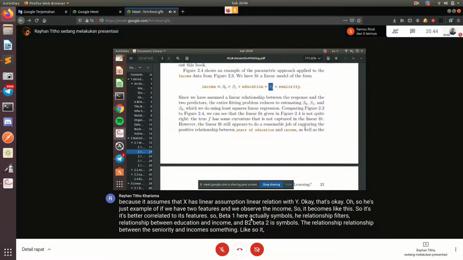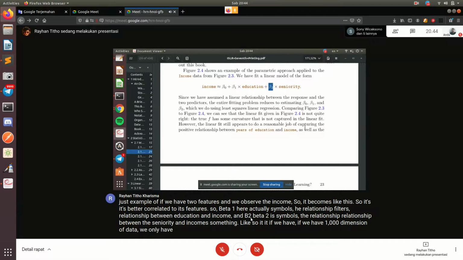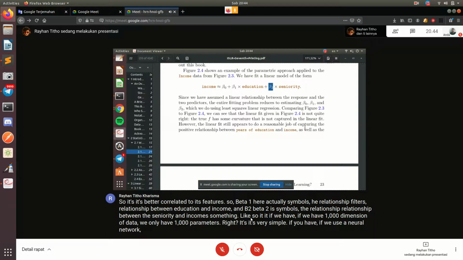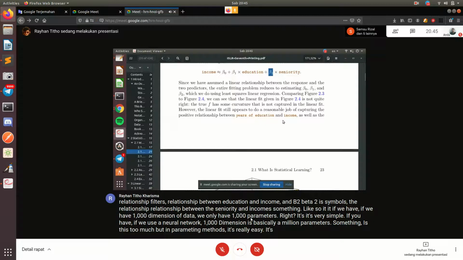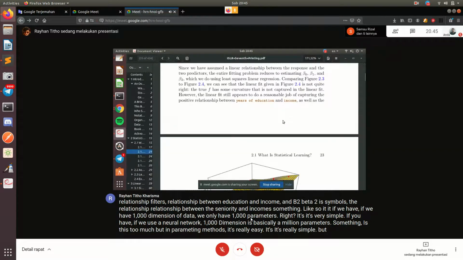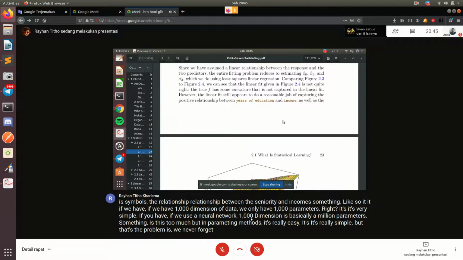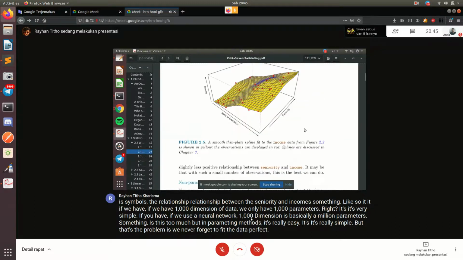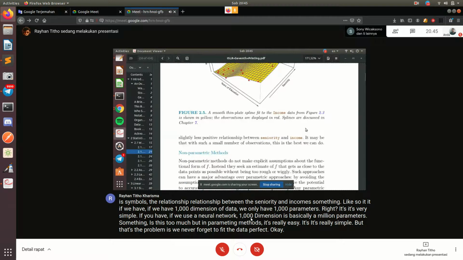So even if we have 1,000 dimensions of data, it's very simple. If we use a neural network with 1,000 dimensions, that's basically a million parameters, which is too much. But in parametric methods, it's really simple. The problem is we never get to fit the data perfectly. Okay, and then the non-parametric methods.